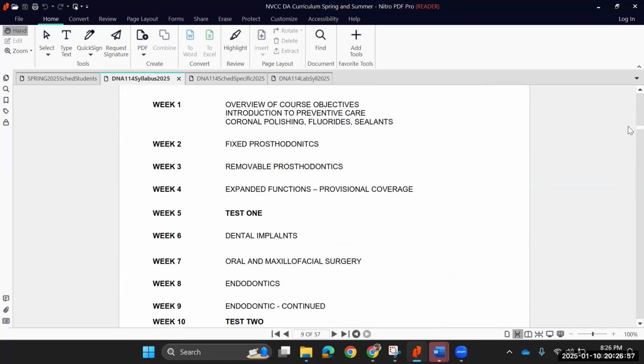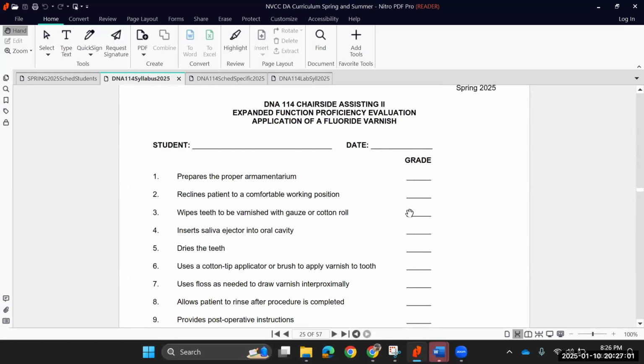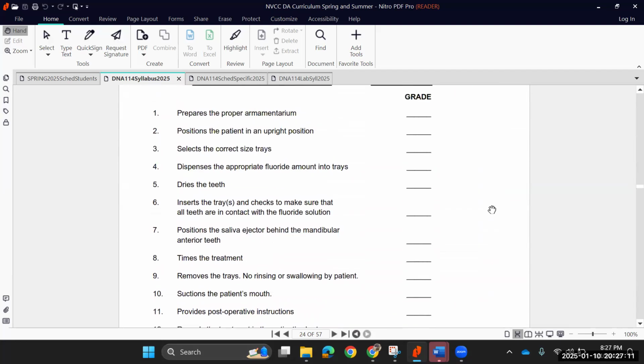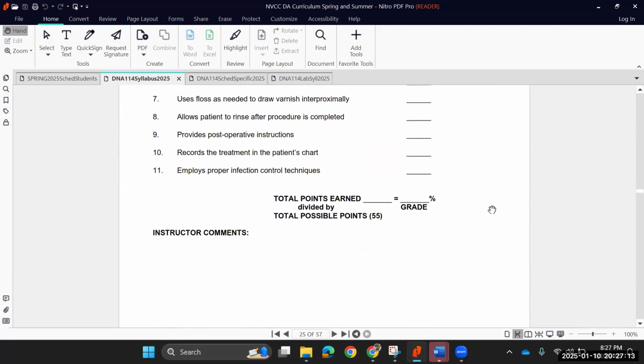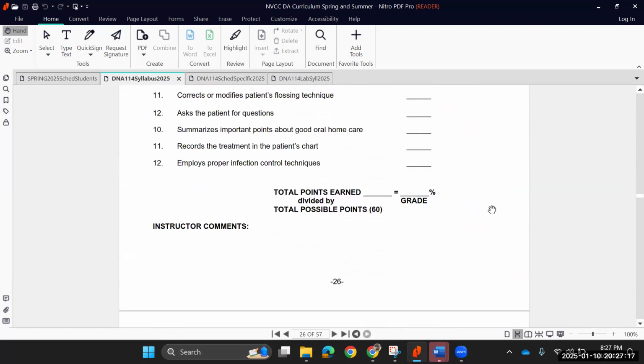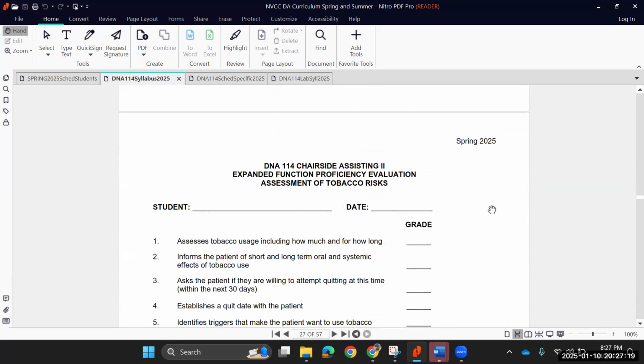I did want to go down and show you that the format of the proficiencies is the same. For example, we have here application of fluoride varnish. So this is something that you will be doing. You could be doing it on each other, or we might be using a mannequin. So I just want you to make friends with the format, just like how it was last year, or rather in the fall semester. Okay.